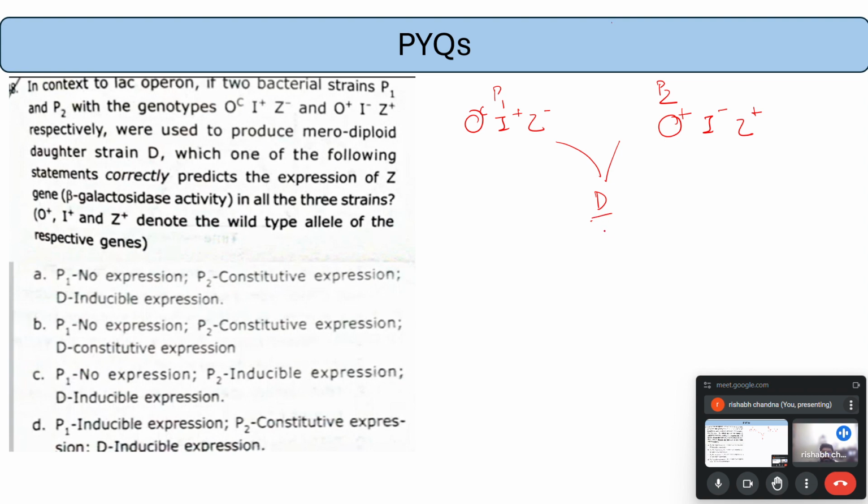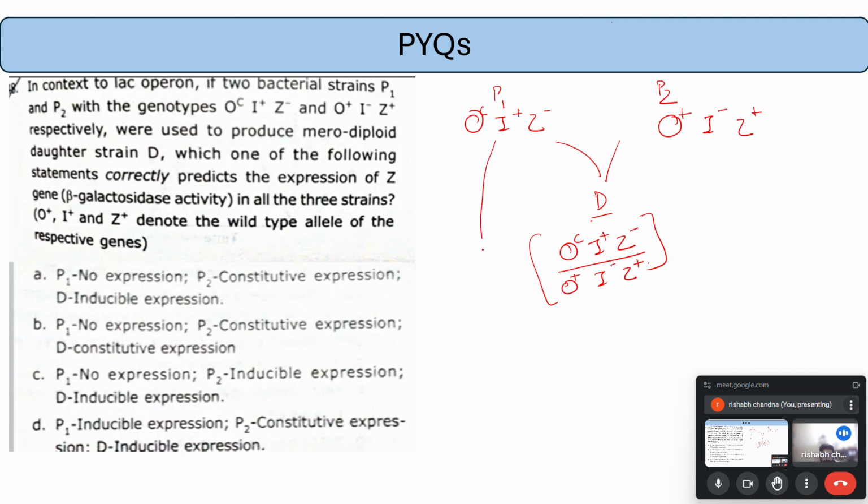Which one of the following statements correctly predicts the expression of the Z gene, that is beta galactosidase activity, in all three strains? So the genotype of D would be OC, I plus, Z minus, and O plus, I minus, Z plus, because this is the mero-diploid daughter strain. Now we have to detect the expression profile of the beta galactosidase gene.